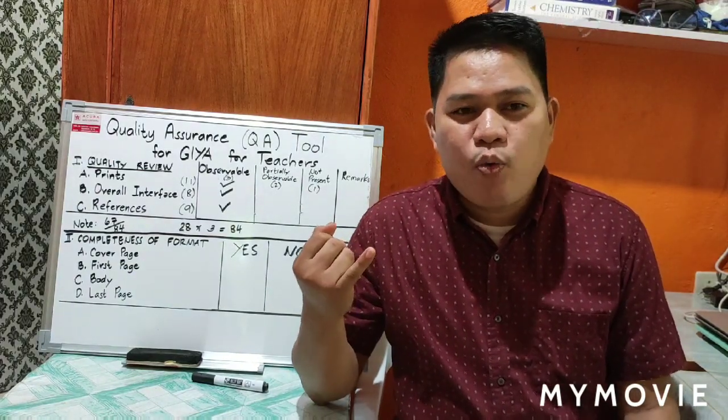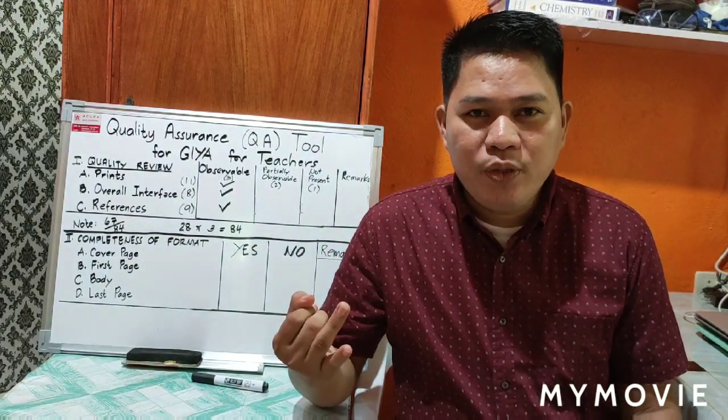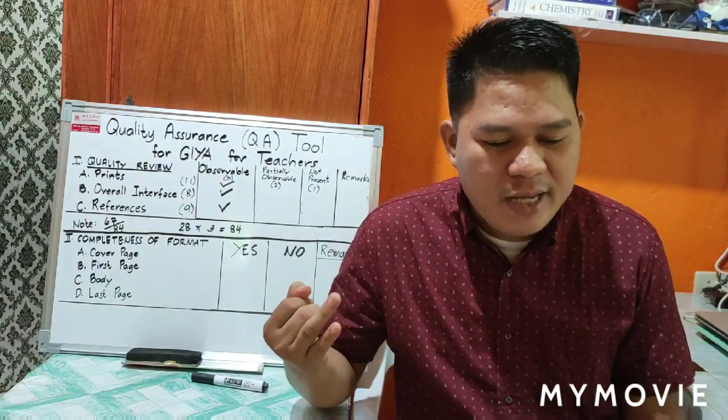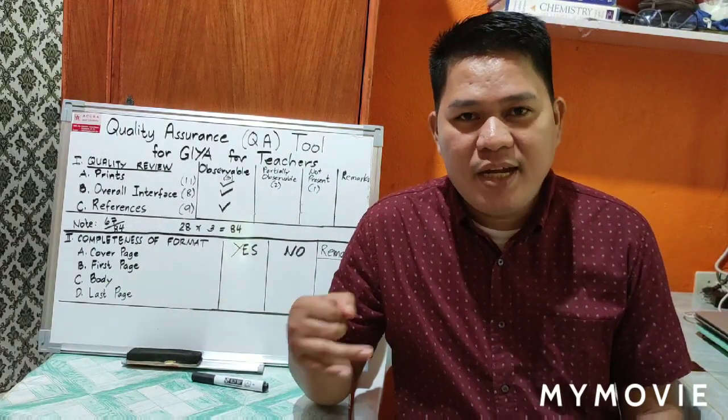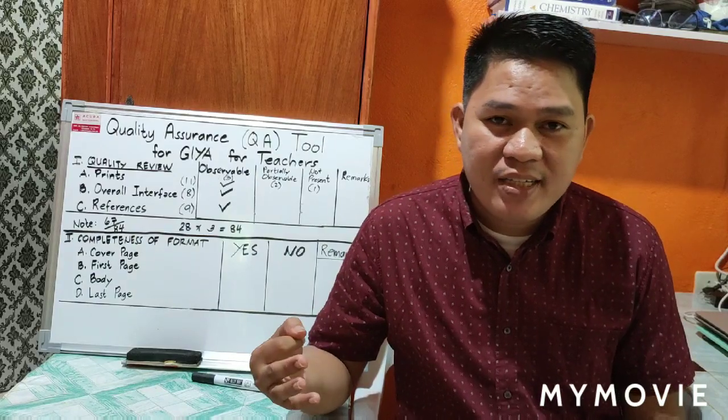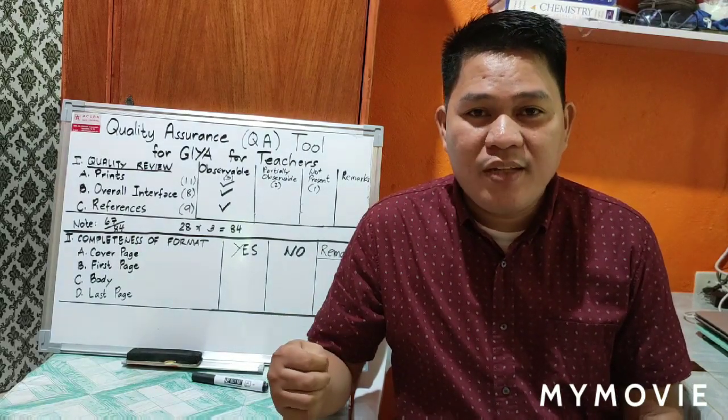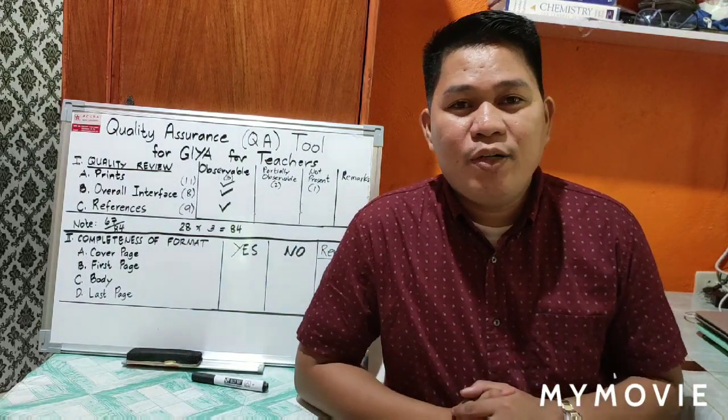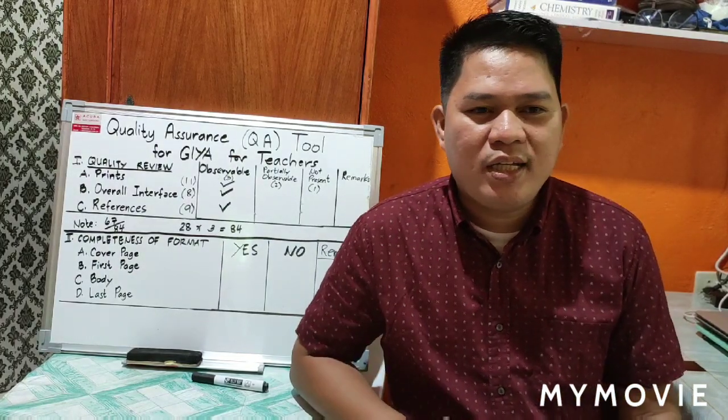Number 1 is we have the quality review. Number 2 is we will be having a completeness of format. Then number 3, we have other findings. And number 4 is the content findings. So let's begin with number 1, the quality review.